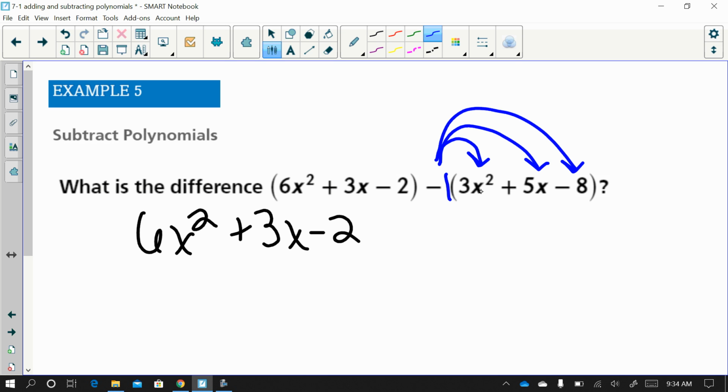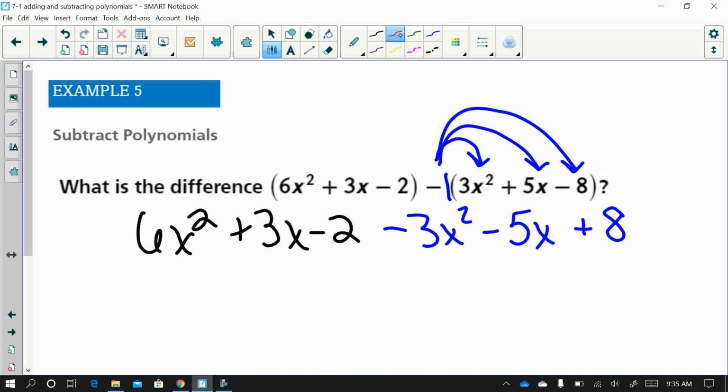Negative 1 times 3x squared gives me negative 3x squared. Negative 1 times 5x gives me negative 5x. And negative 1 times negative 8 gives me a positive 8. Once I have this, all it is now is an addition problem.